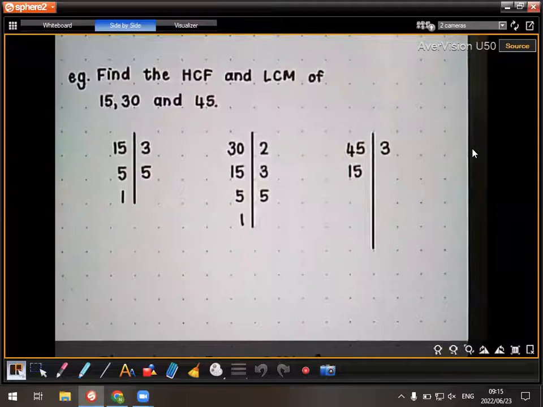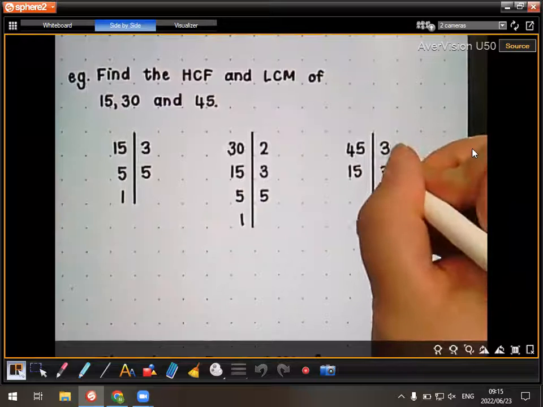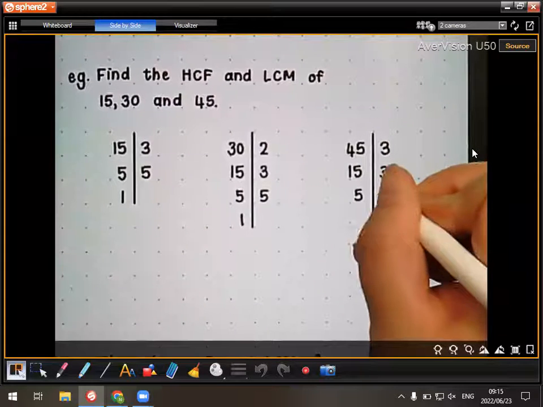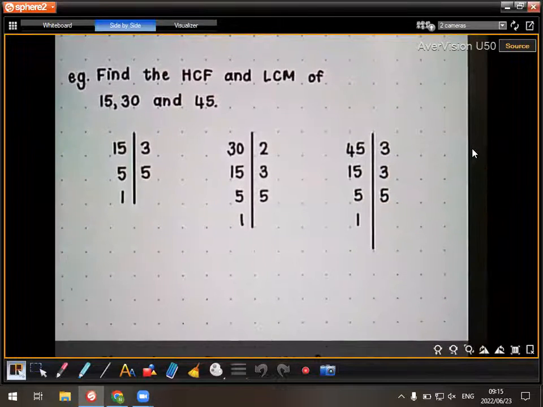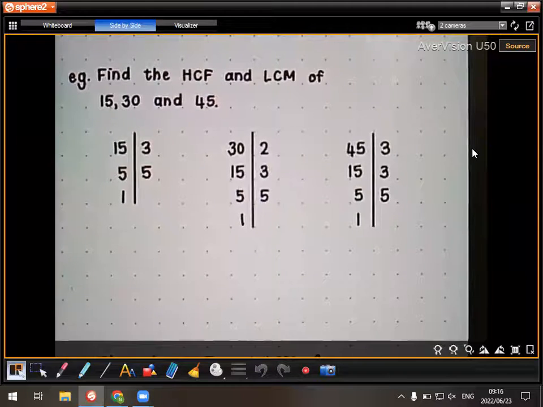So there we have the same scenario again. 15 divided by 3 is 5. 5 divided by 5 is 1. All right, so I actually made my line a little bit too long, but it's fine. If your line is one line too long, it doesn't matter.